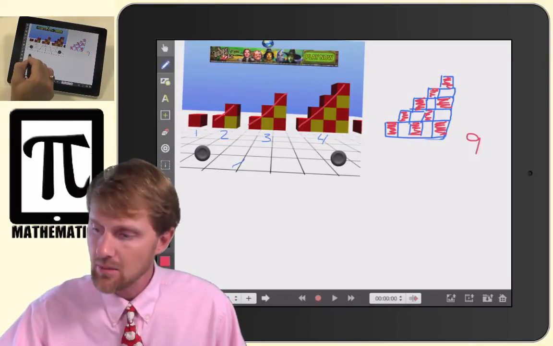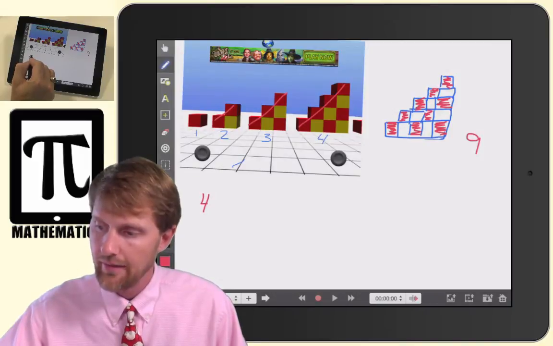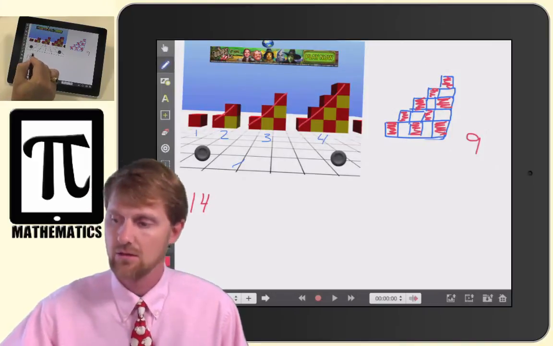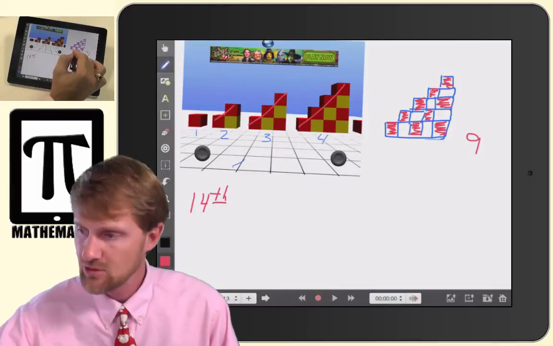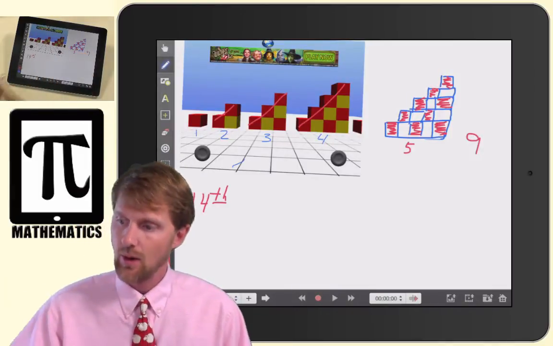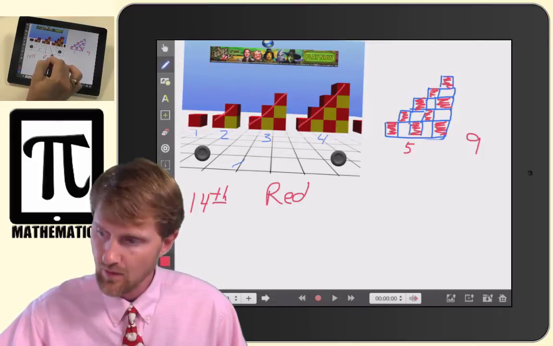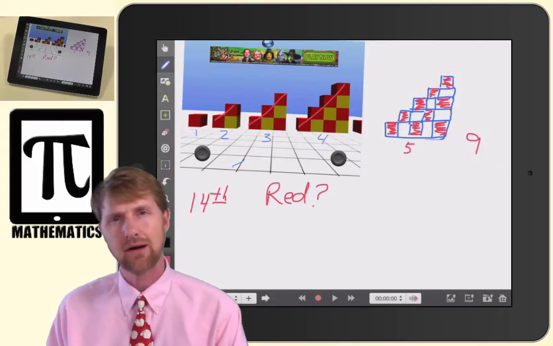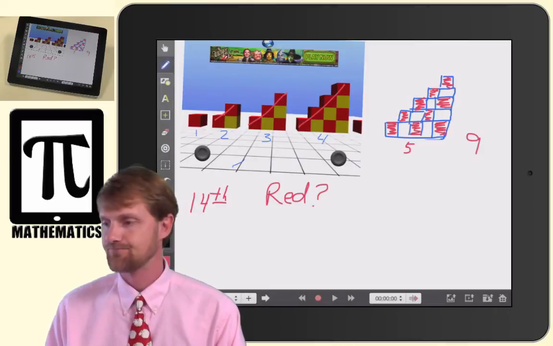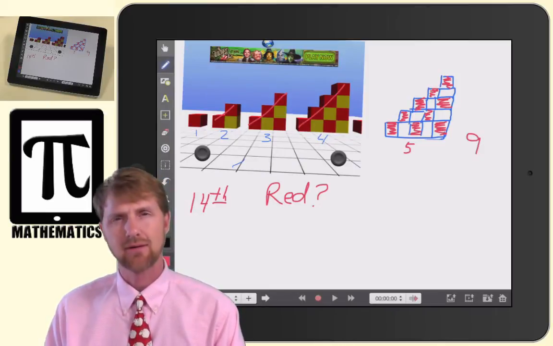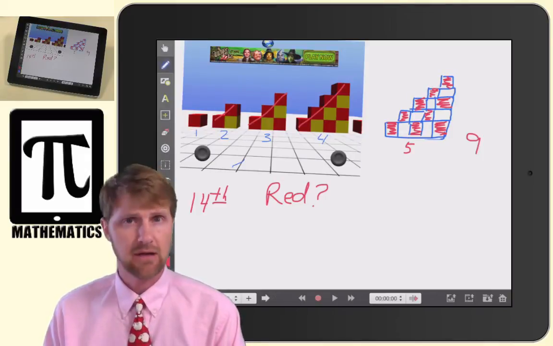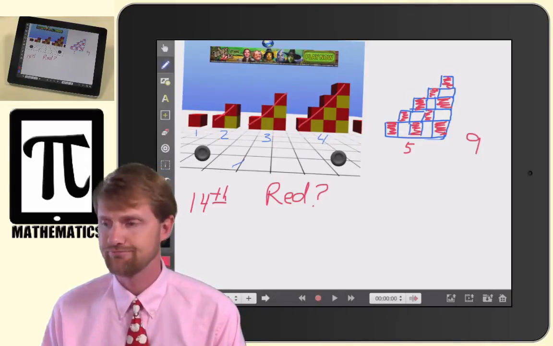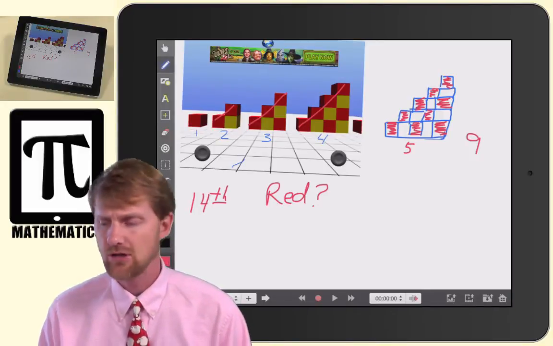Well, how many are going to be in, I don't know, the 14th? How many are going to be in the 14th staircase? This one is the 5th staircase. So how many red are in the 14th staircase? I need a pattern, don't I? I can draw it, sure. It may take me a little while. Will I get to the solution? Sure. We'll do that. But I need a rule, or I need some way of figuring it out.